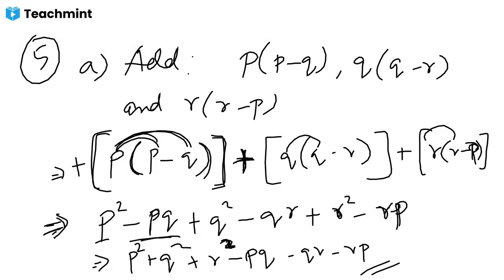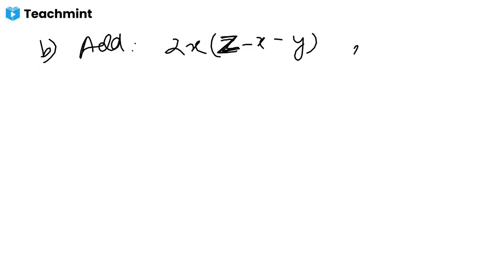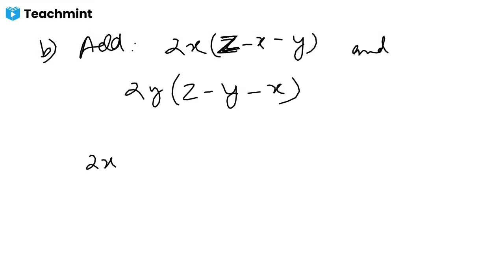Sir, done. Done, sir. Sir, done. Complete हो गया. This is Z, okay? This is Z. Sir, 2.